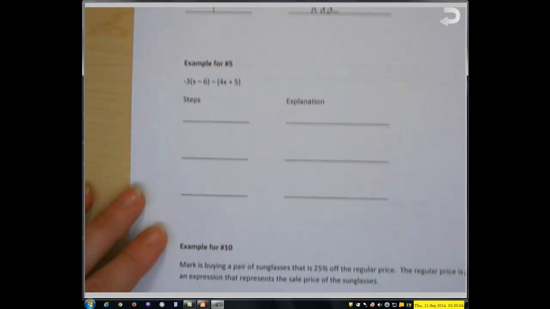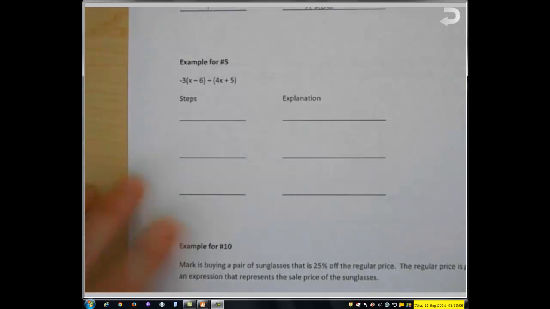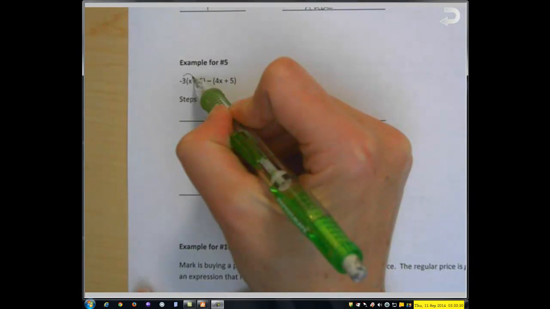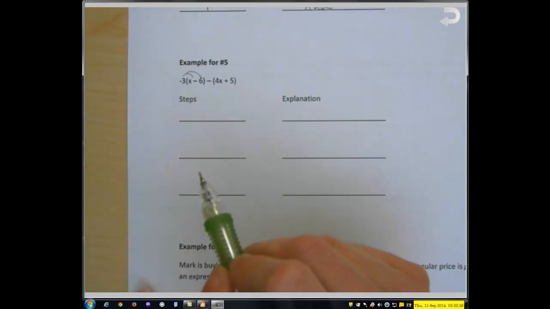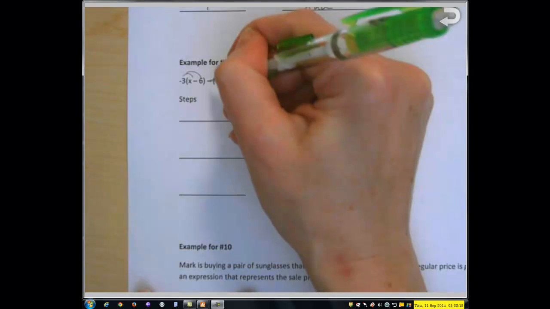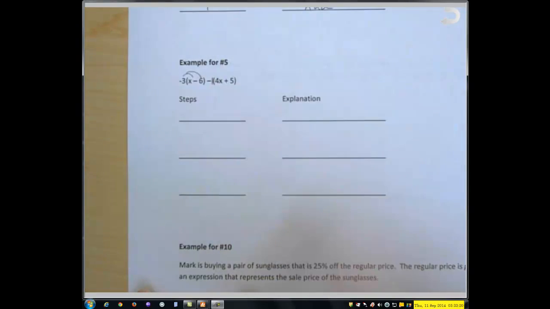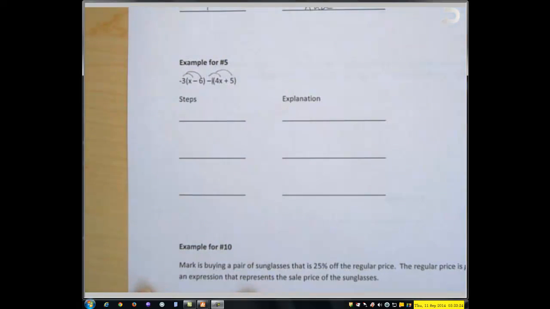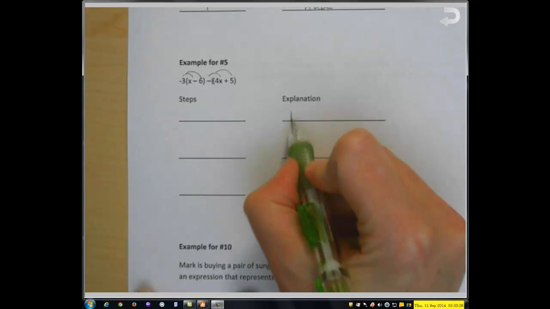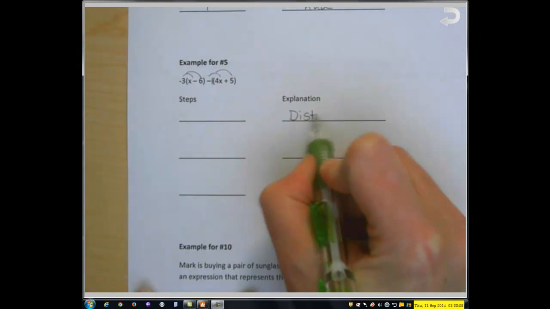Here's our example for number 5. The first thing we will do is distribute the -3 in the first set of parentheses. Since the second set of parentheses does not have a number in front of it, we will put in a 1. Then we will distribute the 1 through that set of parentheses. So our first step is going to be to distribute.